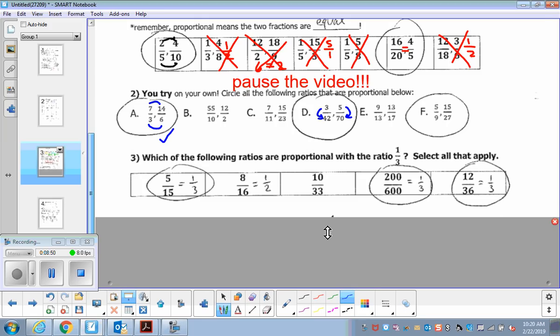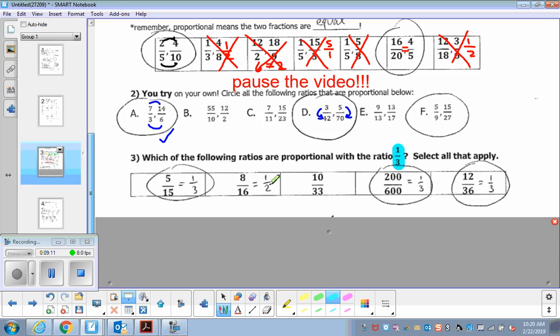And now for number 3, let's talk through how to find a select all given a ratio. So for number 3 here, I have given you the ratio of 1/3. And we're now going to select anything that would be proportional to 1/3. Well, 5/15 reduces to 1/3. So we're going to select that.